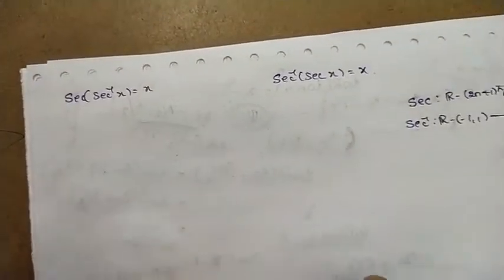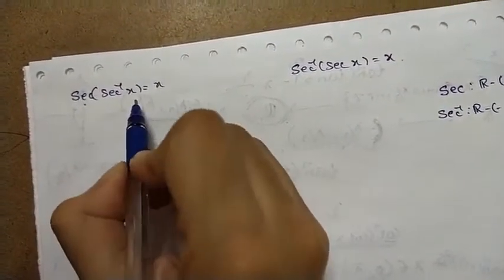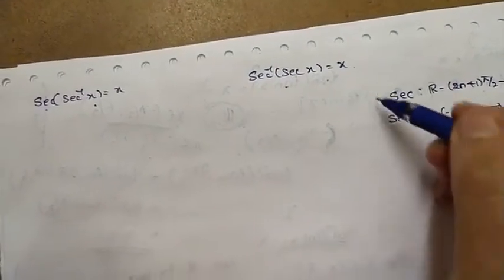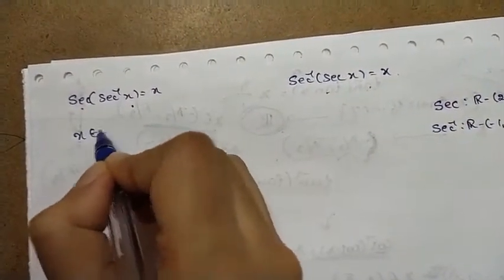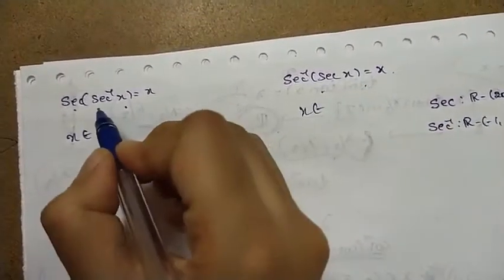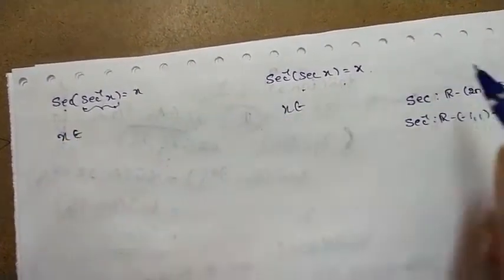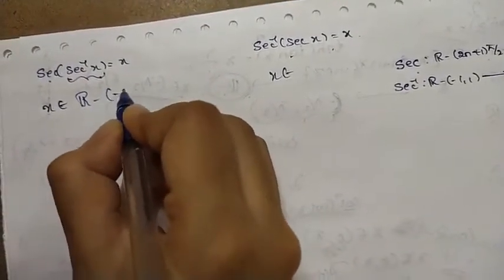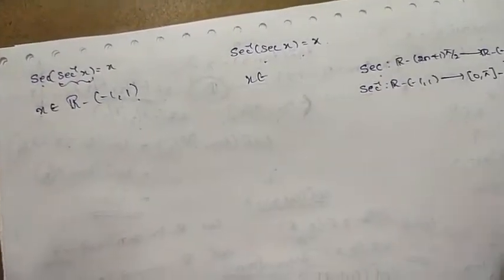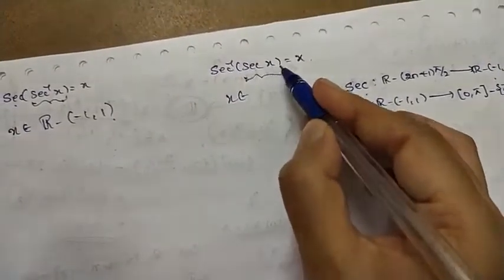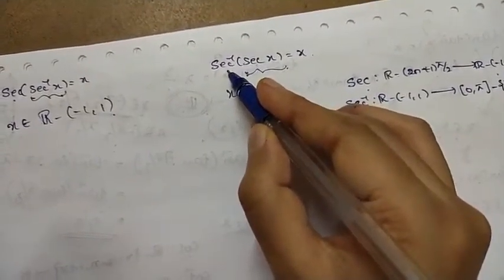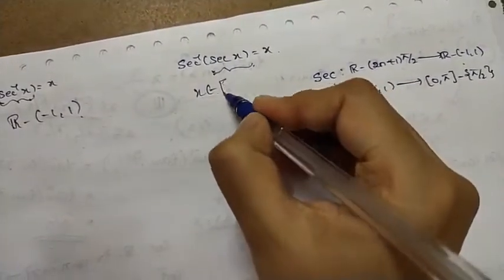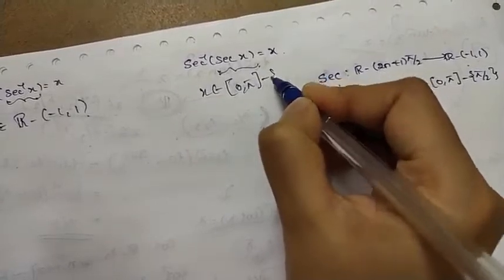So next is secant functions. So clearly secant of secant inverse of x is equal to x, secant inverse of secant x is equal to x. But where does x belong in both the cases? It matters a lot. So here x belongs to the range of secant function. The range of secant function is the set of real numbers excluding the open interval -1 to 1, and here x belongs to the range of secant inverse function, that is x belongs to 0 to pi minus pi by 2 angle.